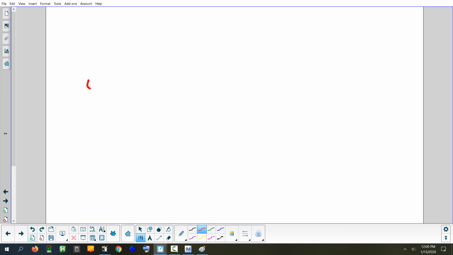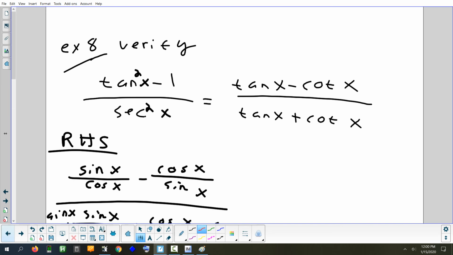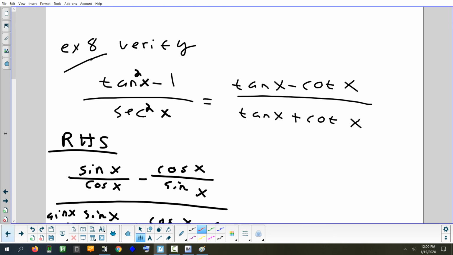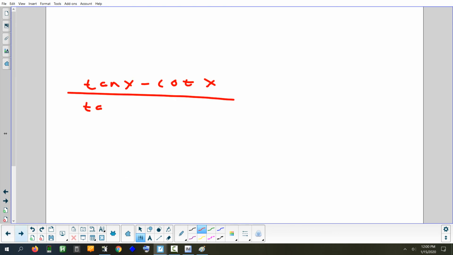So this is what's going to happen to you as you do identities most of the time. The first ones I made look pretty easy because I just had an idea what to do. This one I'm kind of stuck at the moment, but I will get unstuck someday. Besides changing to sines and cosines, what else could I try?